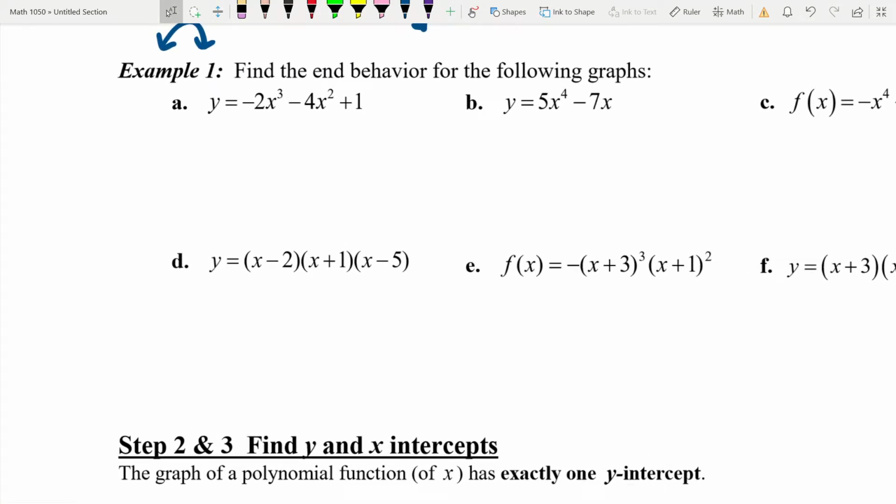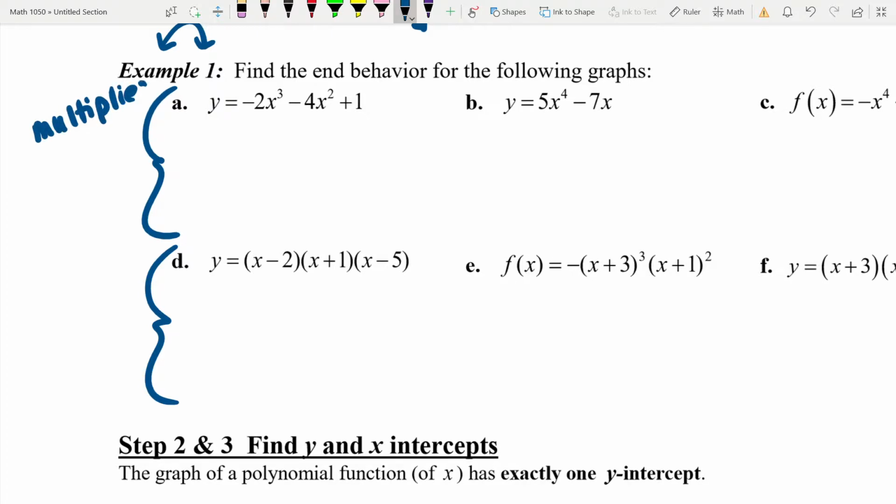Example 1, find the end behavior. Okay, so what I want you to do on this is I want you to group those together and group those together. They're not the same. Guys, look at question A and compare it to question D. So question A is all multiplied out. So let's write down multiplied out. Question D, if you look at it, it's not multiplied out. It's actually factored. So that's the difference, okay?